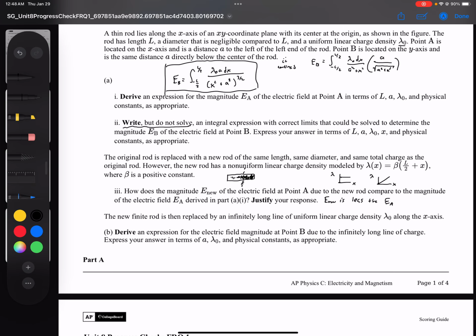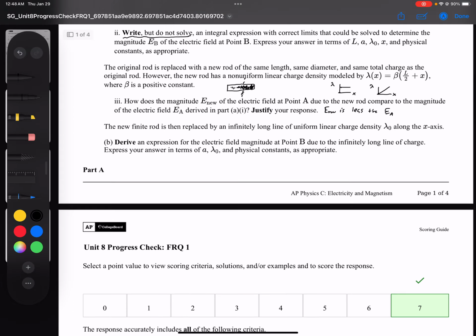So the new finite rod is replaced by an infinitely long line of uniform linear charge density. Okay, and now we have to derive the field for the infinitely long rod. All right, so anyways, what we need to do is we actually have to use Gauss's law. All right, so let's set up Gauss's law for part B.